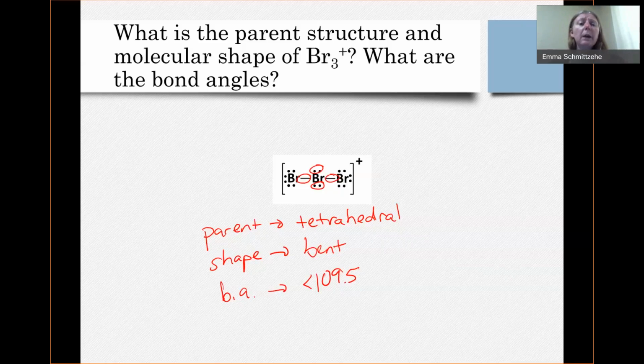Really, you just need to make sure you know how to count how many electron groups are in a structure, and then you've got to know your 3 parent structures, the angles associated with them, and then how you would describe the remaining atoms if some of those pieces were lone pairs instead. And that's it.